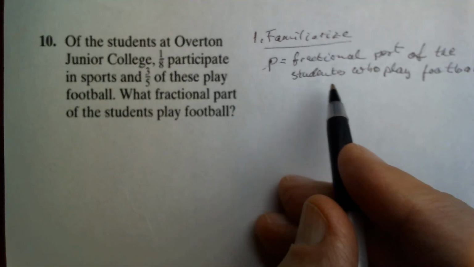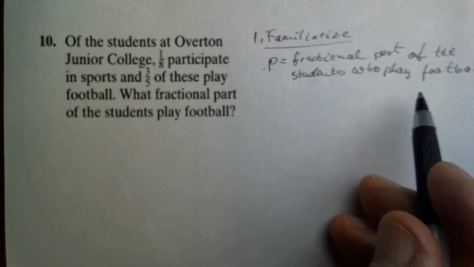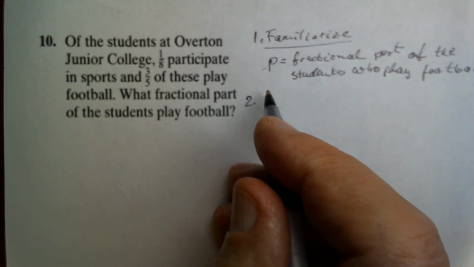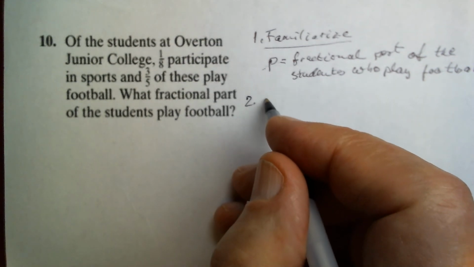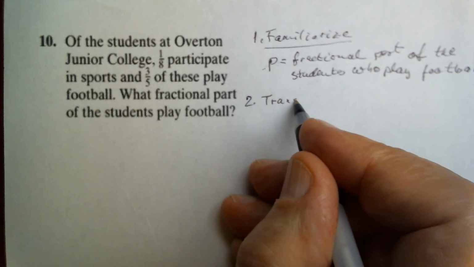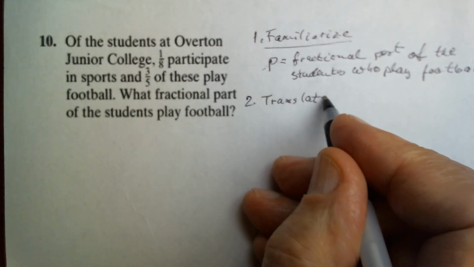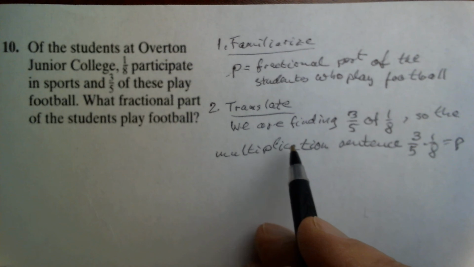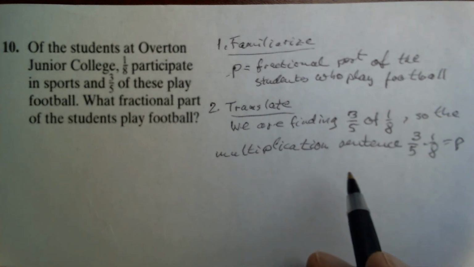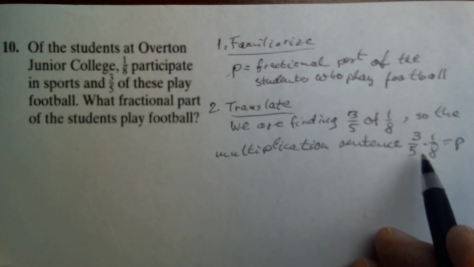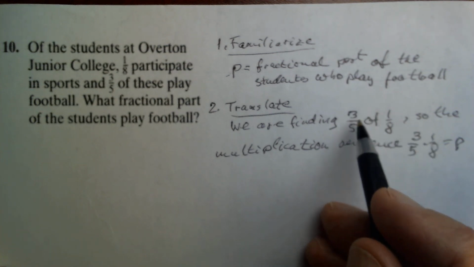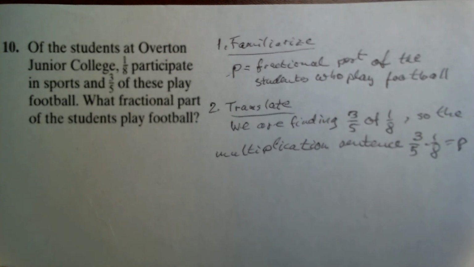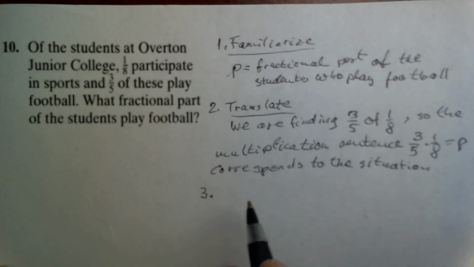So let P be the fractional part of the students who play football. Number 2, translate that into a mathematical statement. To translate, we are finding 3/5 of 1/8. So the multiplication sentence 3/5 times 1/8 equals P, remember, of implies multiplication, corresponds to the situation.